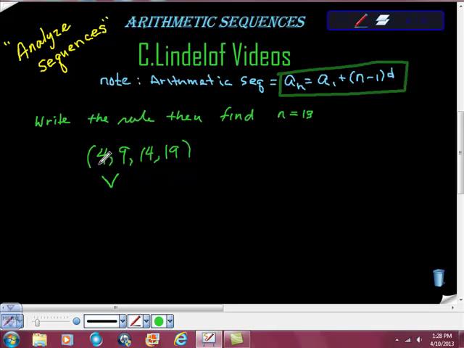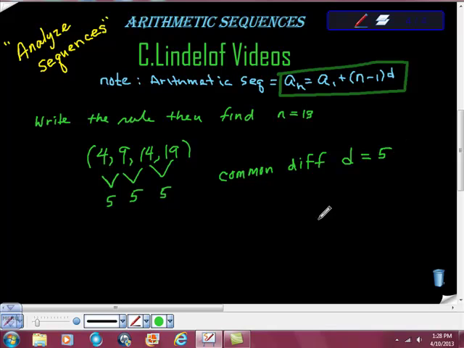All I'm going to do is ask myself, is there a common difference? 9 minus 4 is 5. What's the difference between 14 and 9? 5. What's the difference between 19 and 14? 5. So the common difference, d, is equal to 5 in this case.